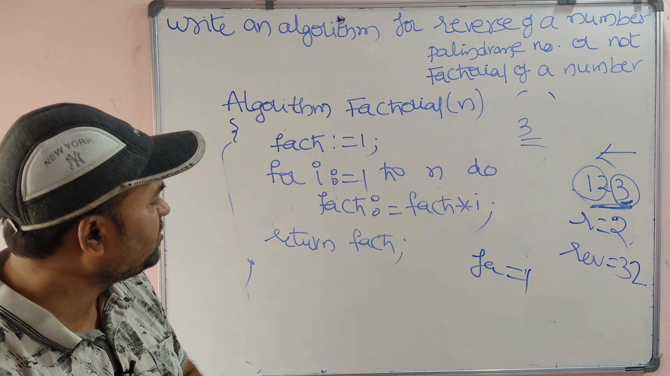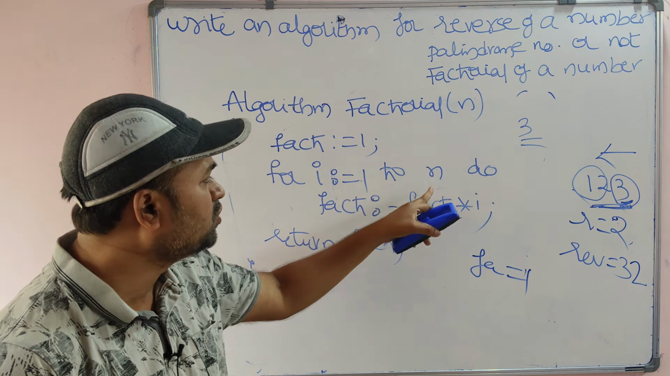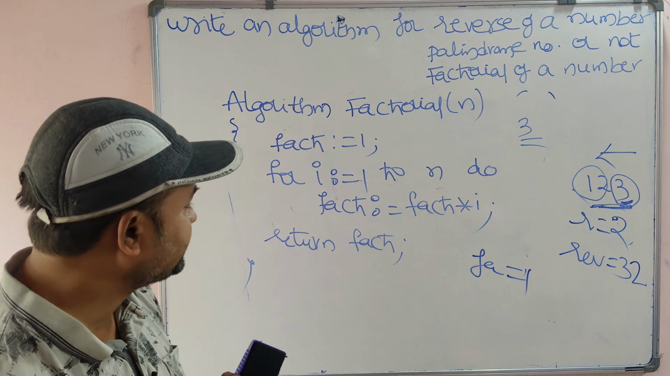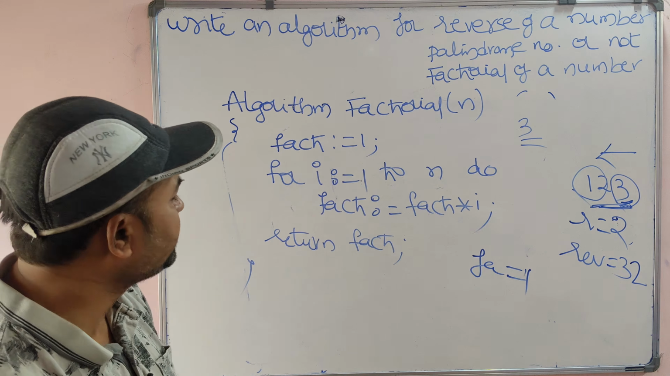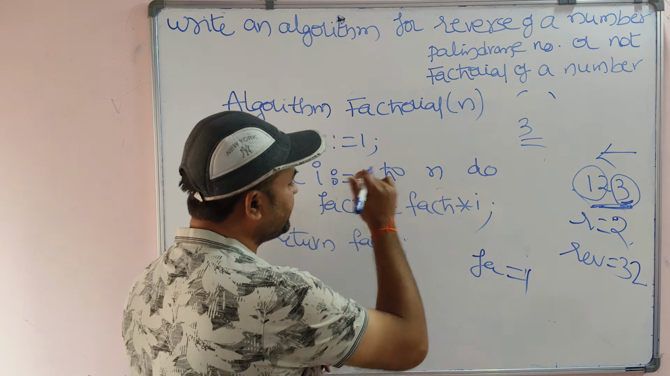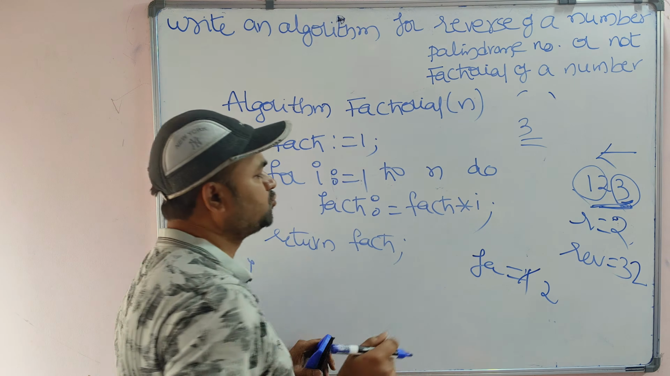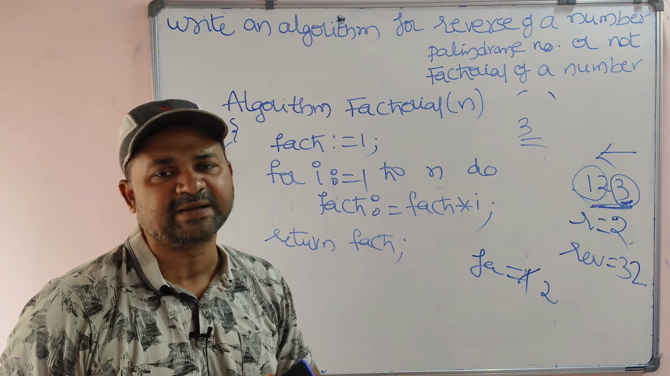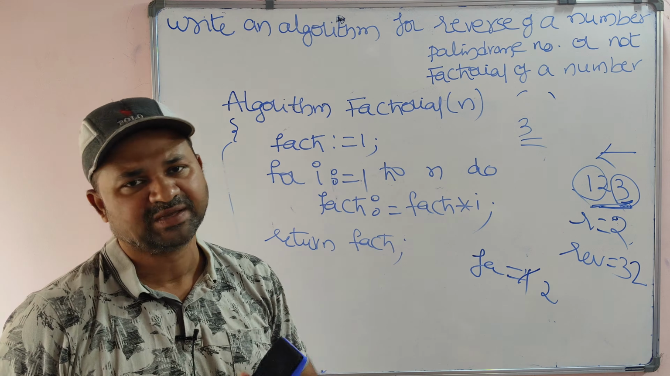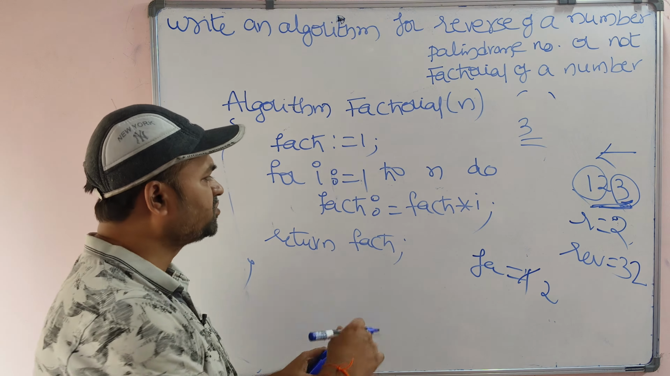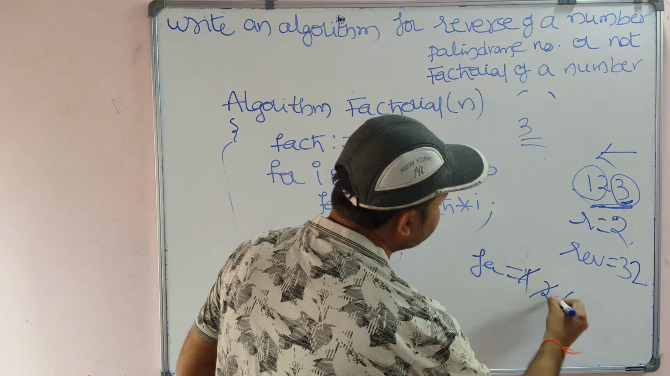Next, what is the fact value? What is the I value? 2. 2 less than or equal to n value 3. Yes, the condition is true. So fact equal to fact into I. So fact is 1, I is 2. So now fact is 2. Next I value will become 3. 3 less than or equal to 3. Yes, the condition is true. Fact is equal to fact into 3. So 2 into 3 means 6.